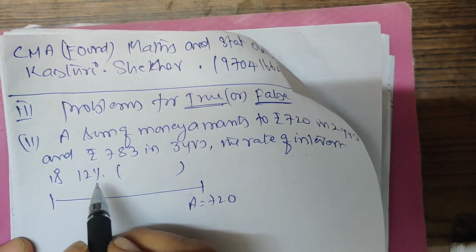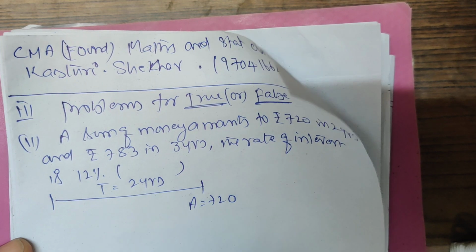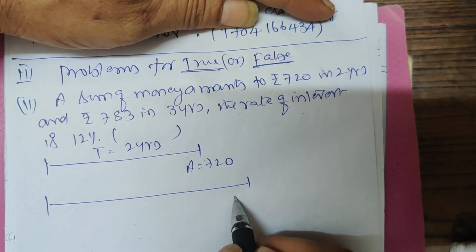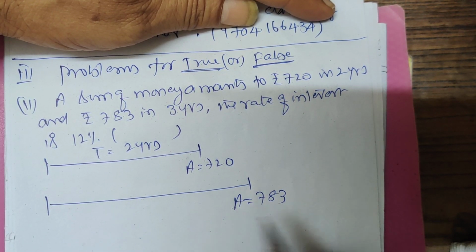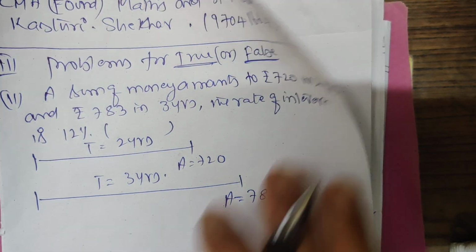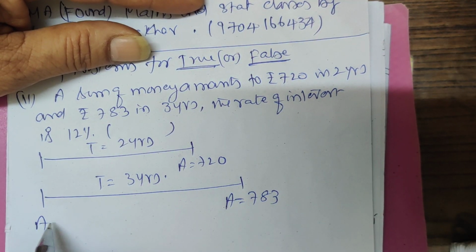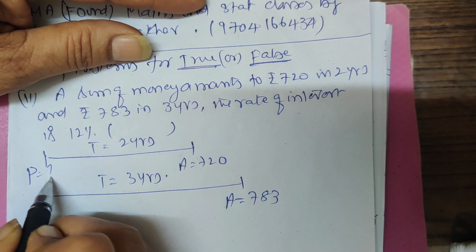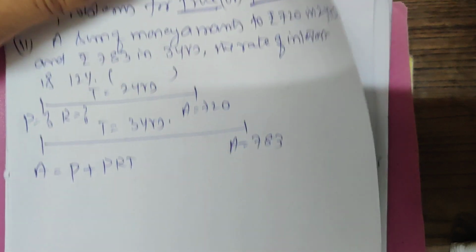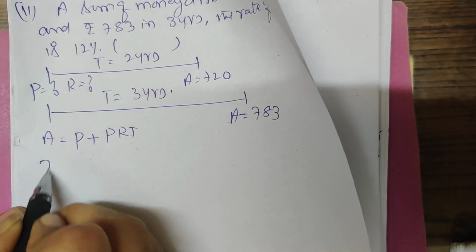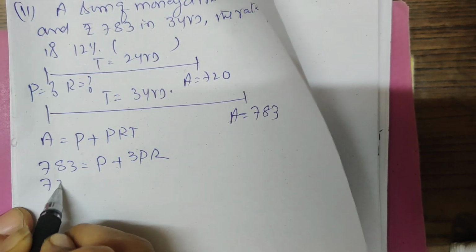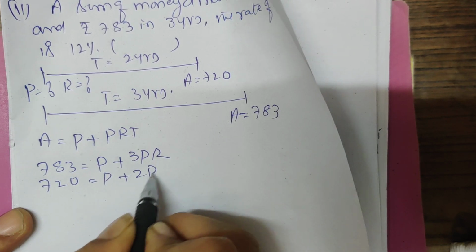Amount is equal to 720, time is equal to 2 years. This is 783, time is equal to 3 years. Amount is equal to principal plus simple interest. Simple interest is denoted by PRT. 783 is equal to principal plus 3PR. 720 is principal plus 2PR.